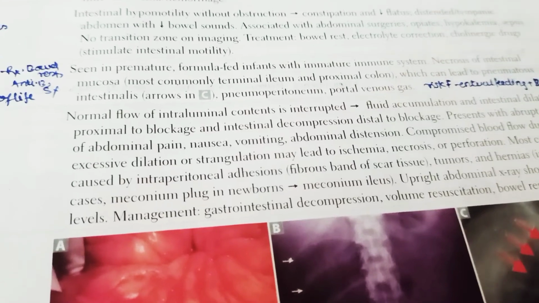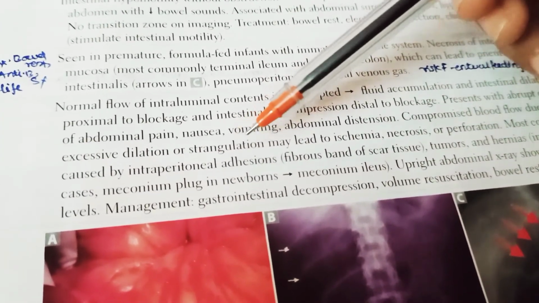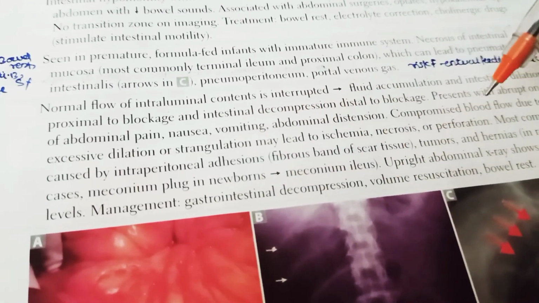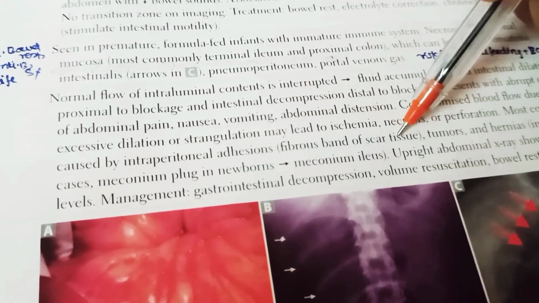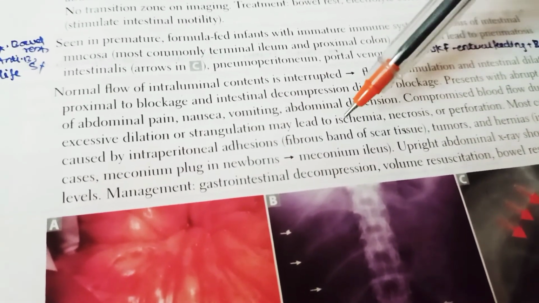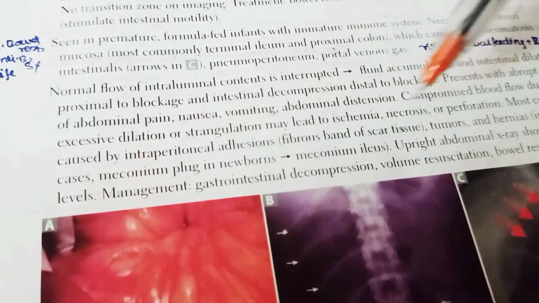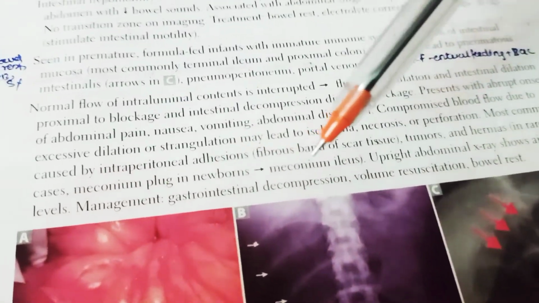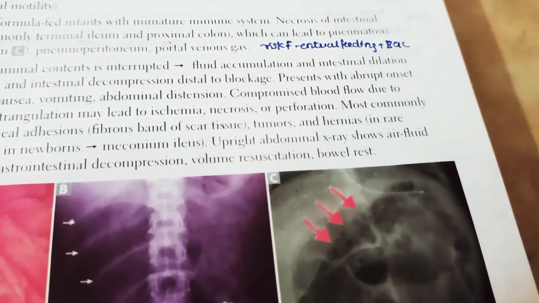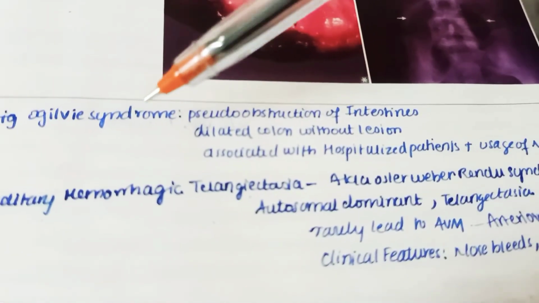Presents with abrupt onset pain, nausea, vomiting, distension because food is not getting out, compromised blood flow due to excessive dilation, strangulation, leading to ischemia, necrosis, perforation. Most commonly caused by intraperitoneal adhesion, that is a fibrous band of tissue, tumors, hernias, and meconium ileus is actually meconium plug in newborns, and upright abdominal x-ray shows air-fluid levels. Management is gastrointestinal decompression, volume resuscitation, bowel rest. Actually, we want to remove all the feces which is stuck in the small intestine.